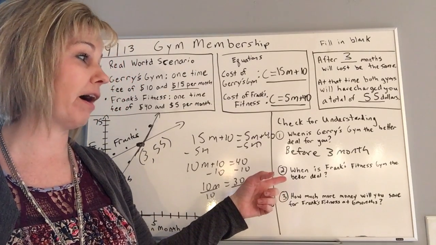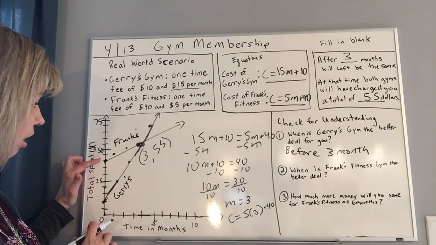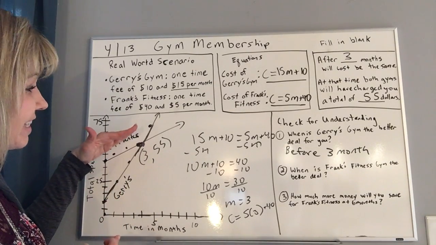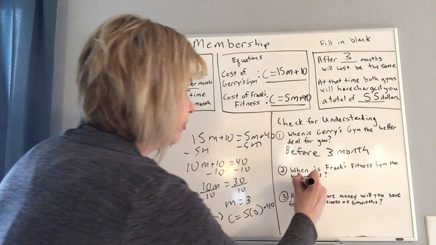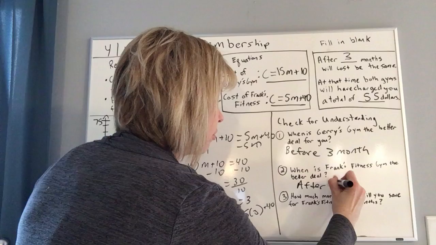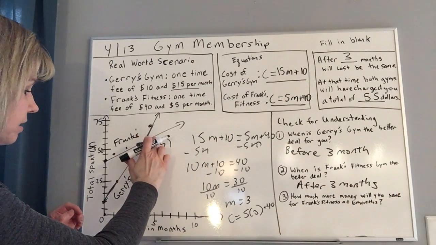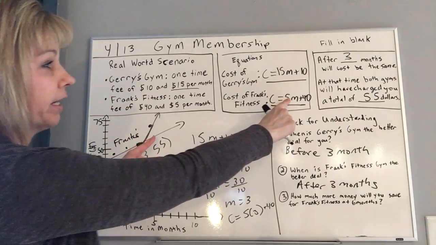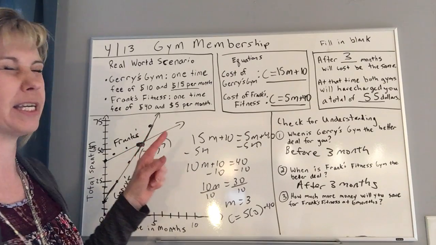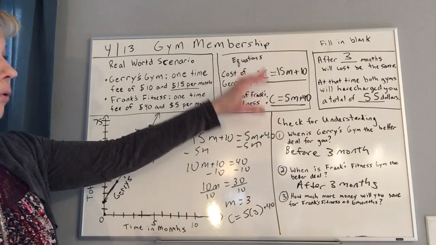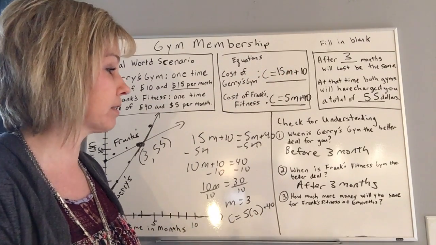So when is Frank's obviously the better deal for you? Well, Frank's starts off with more. It costs $40 to start with, but there's only $5 per month. So if you see the slope of that, it isn't as steep as the other one. So that would be after 3 months, I'd go to Frank's. For example, at 4 months, it's only going to cost you $60, where the other one's going to cost 4 times 15, $80. So this one will increase quite a bit more after that 3 months.